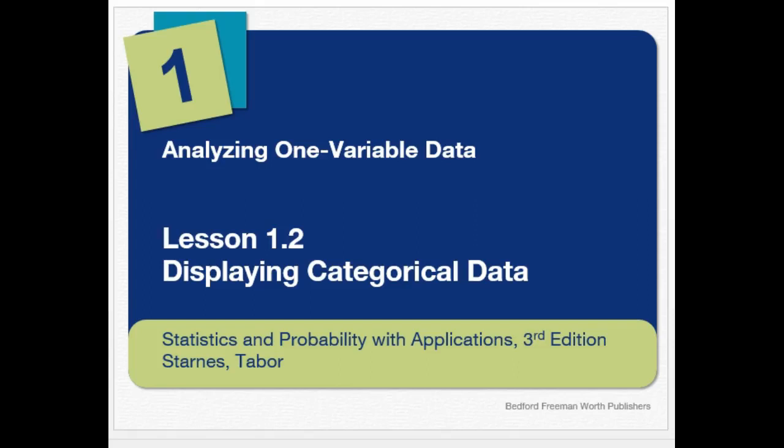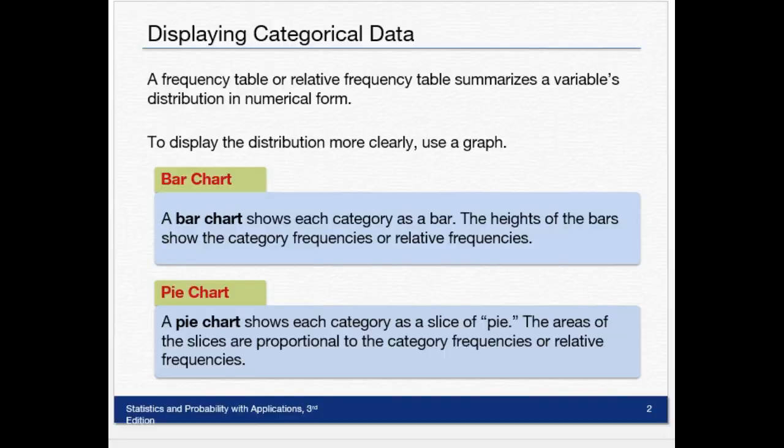All right, in lesson 1.2, we're going to talk about how to display categorical data. We use what's called a frequency table or a relative frequency table to summarize a variable's distribution in numerical form. To display the distribution more clearly, we're going to use a graph. Now, since we're talking categorical data, we're going to use a bar graph, the same one that you learned about in elementary school. A bar graph shows each category as a bar.